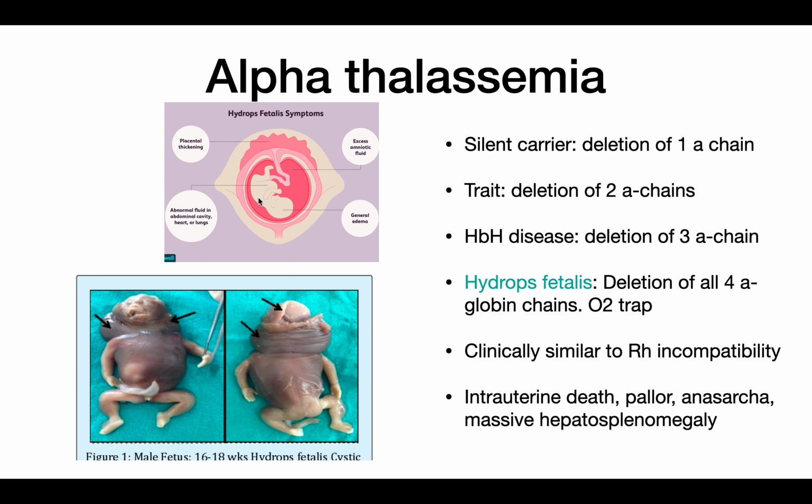How can it occur? It can occur due to placental thickening, excess amniotic fluid, and it presents with anasarca. And there is, of course, the genetic component. Clinically, it's similar to Rh incompatibility, with the anasarca and the abnormal amount of fluid in the abdominal cavity, heart, and lungs. And then there's going to be these cystic hygromas formed, like right here and right here. It's going to cause intrauterine death, and there is going to be, as you can see here, massive hepatosplenomegaly.